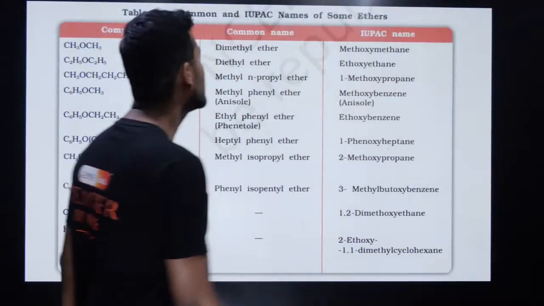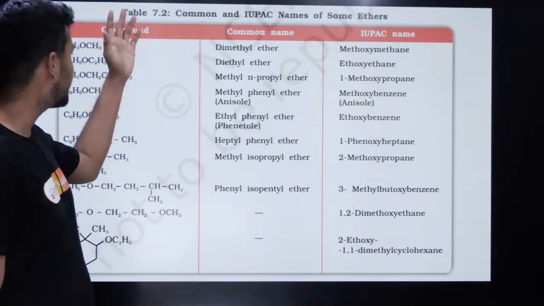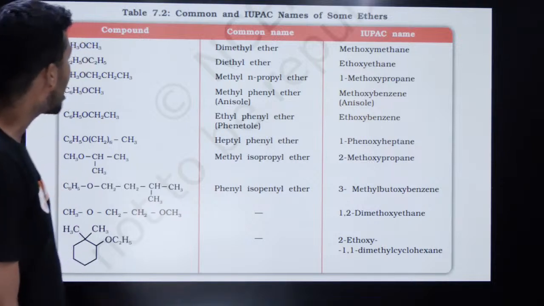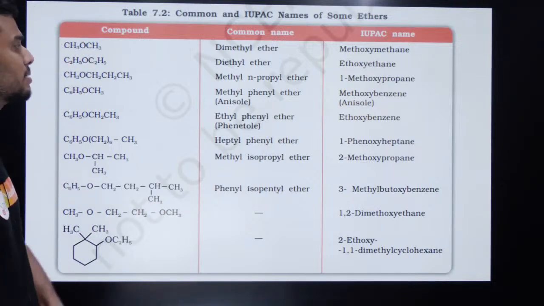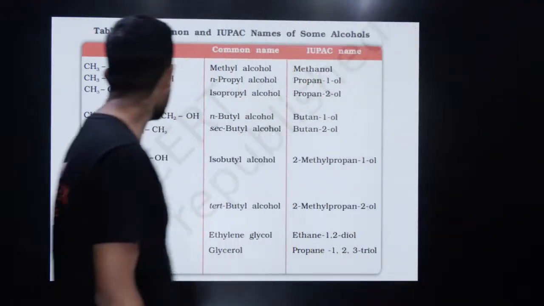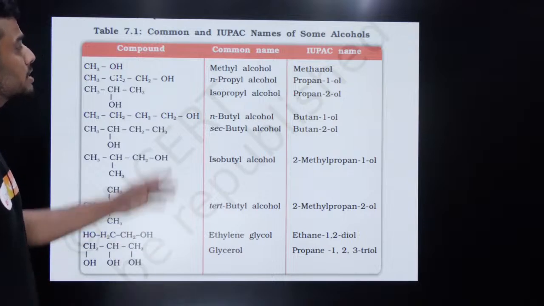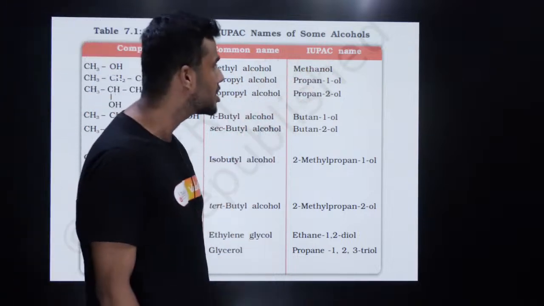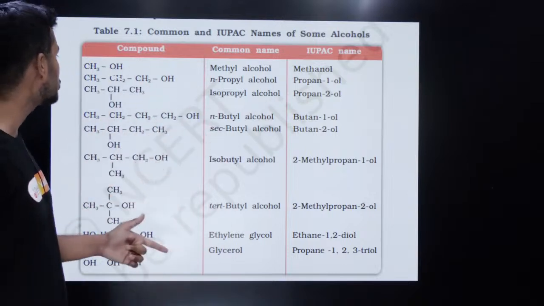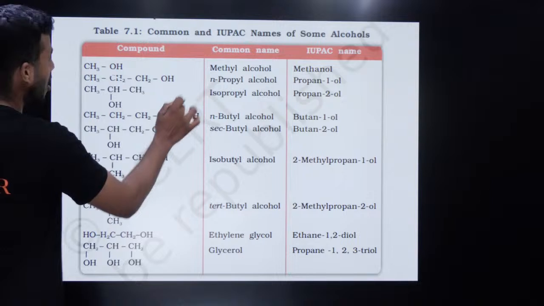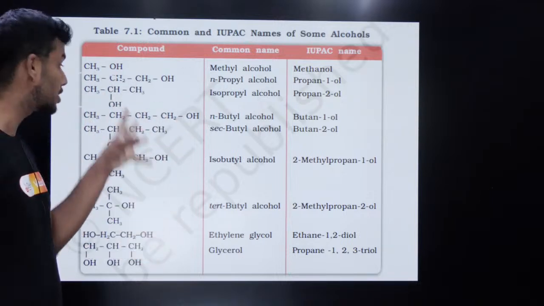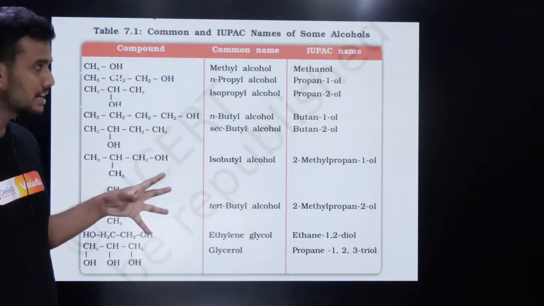This is about IUPAC. Here we have a few alcohol compounds with their common names and IUPAC names. Oh, it is an ether name, sorry for the students. Wait, here there is alcohol. For CH3OH, the common name is methyl alcohol. The IUPAC name is methanol. Only one carbon atom is present. Similarly, propanol and propan-2-ol. These are isomers, right, my dear students? Same molecular formula, different structure.